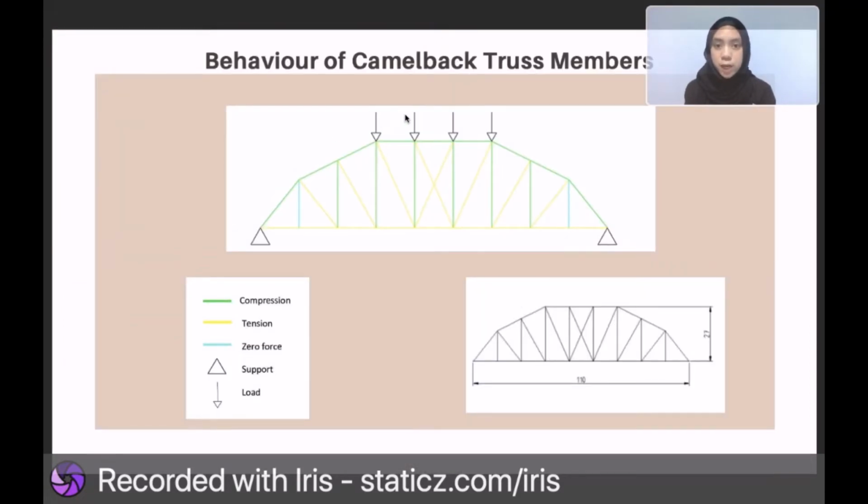This is the behavior of camelback truss member during the testing. 2 supports placed at both ends of the bridge, and when the load applied on the bridge, there are few members with the green color, which are in compression, and the members in the yellow color are in tension. There are also 2 members with the blue color here, which is known as zero truss member.